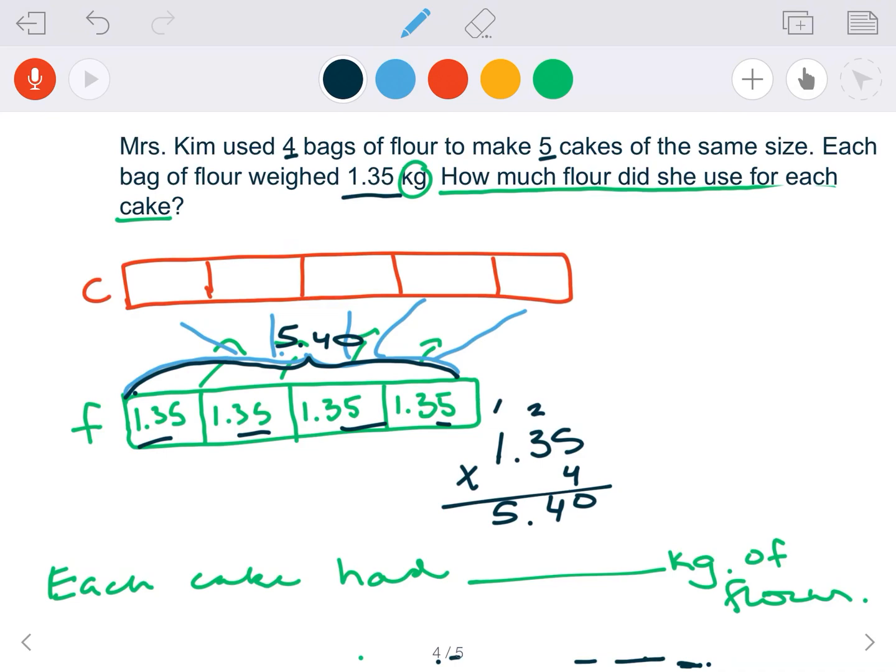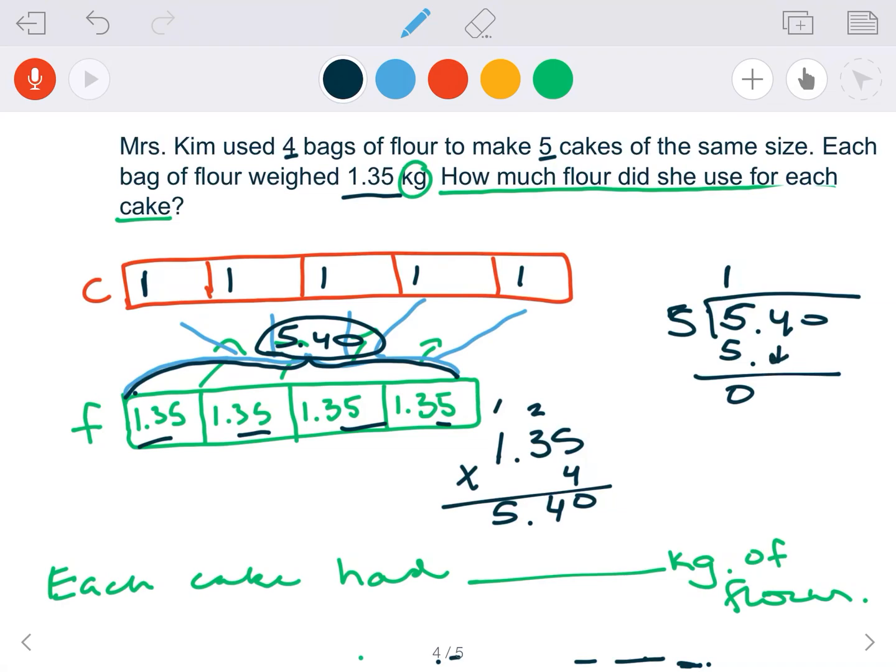Then what you need to do is you need to think of this now as your whole, and how are we going to get this whole big bunch of flour into all those cakes? Well, we need to divide that up among the 5 cakes. So we have 5 ones into 5. We can put 1 kilogram into each of these cakes, just like that. We've used up all 5 kilograms. We have 0 wholes left, and we have 4 tenths left.